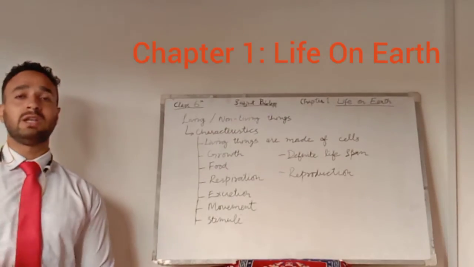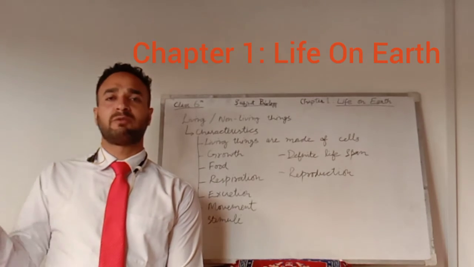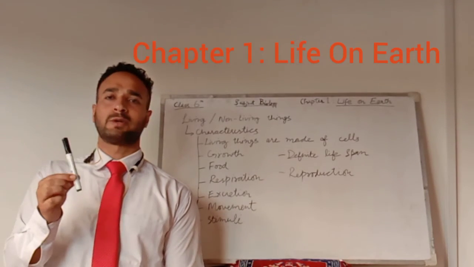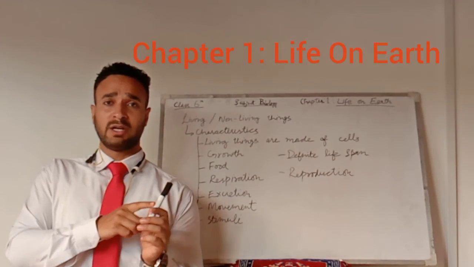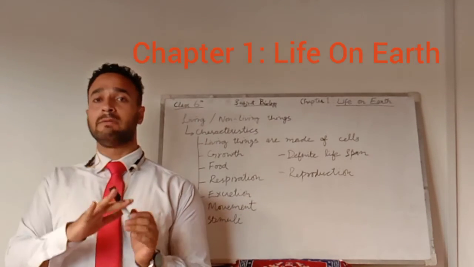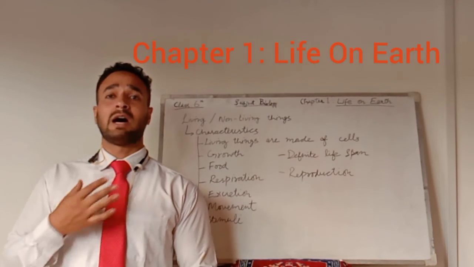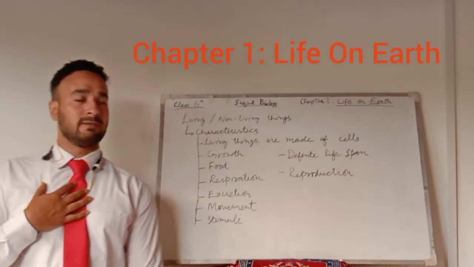While non-living things do not have any lifespan, like this marker, it is never going to grow. It's never going to die. So this marker is a non-living thing, while I took birth and I will also die one day. So I have a definite lifespan.